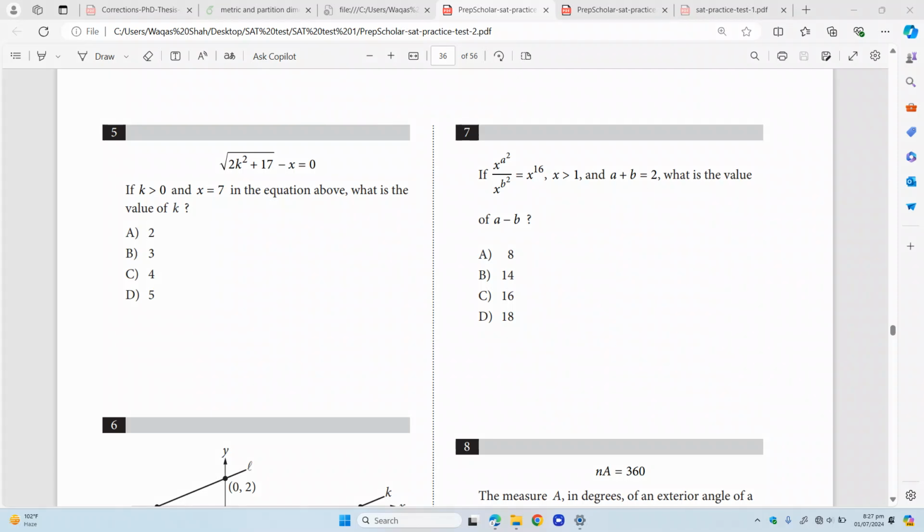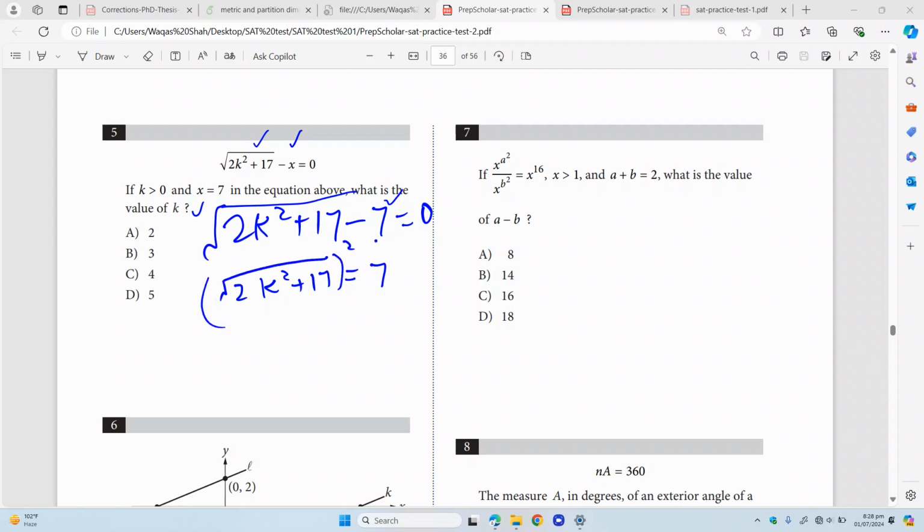Okay, look at question 5 now. A radical equation is given. A radical equation is an equation in which there is a square root involved. In this radical equation, if k is greater than 0 and x is equal to 7 in the equation above, what is the value of k? So we plug x equal to 7 in the equation, so it will be the square root of 2k^2 + 17 minus 7 is equal to 0. Make sure that this 7 is outside the square root, like x is outside the square root. Shift this 7 to the other side, so it will be the square root of 2k^2 + 17 equals 7.